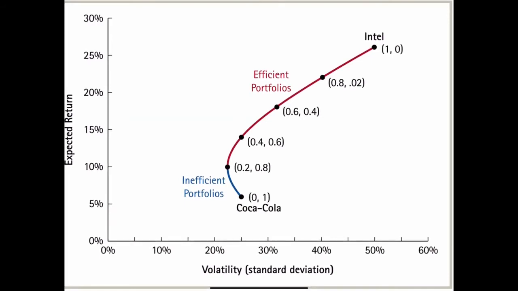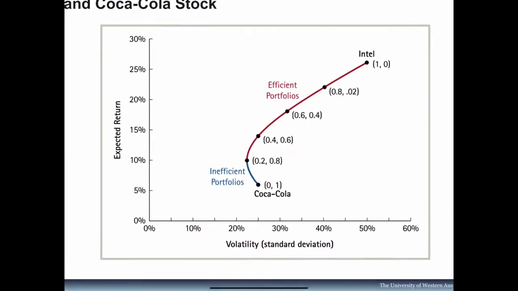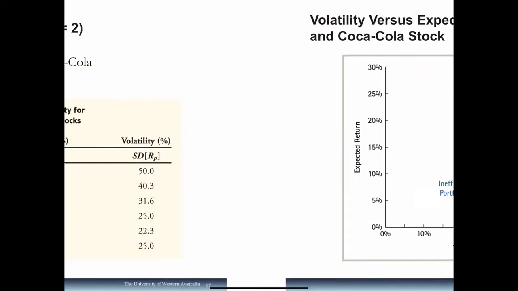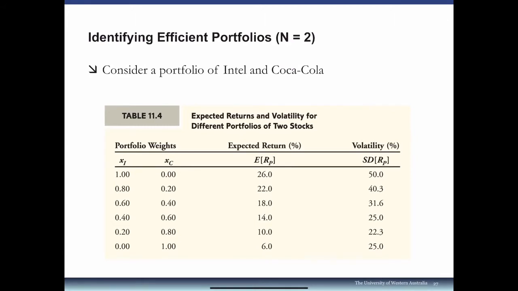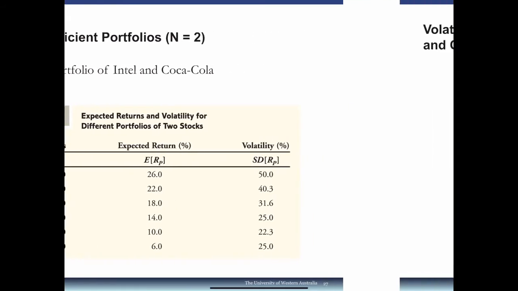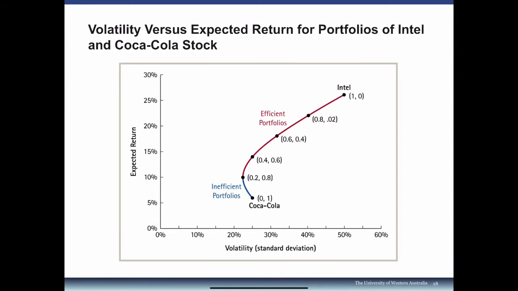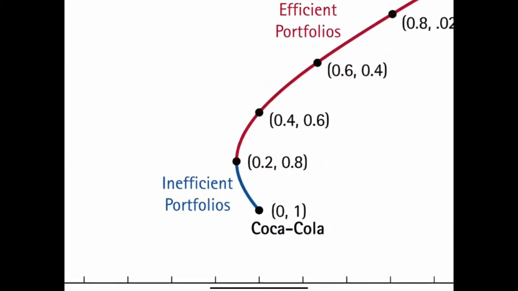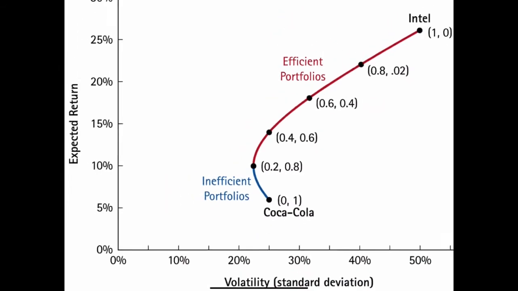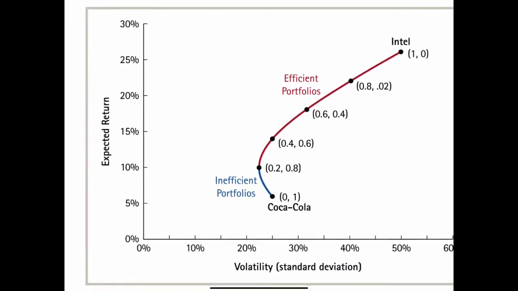If we plot that, going from 100% in Coca-Cola, 0% in Intel, to about 0.2 and 0.8 allocation, to about 100% in Intel and 0% in Coca-Cola. We're plotting the numbers we used over here, right? Those six dots correspond to these six pairs of information, where we're plotting return on the Y-axis and volatility on the X-axis. So here you can see that this blue segment is inefficient portfolio. Why? Because comparing to 100% allocated in Coca-Cola, you can achieve a better outcome by investing 40% in Intel and 60% in Coca-Cola, because they give you roughly similar volatility, but give you a little higher return.